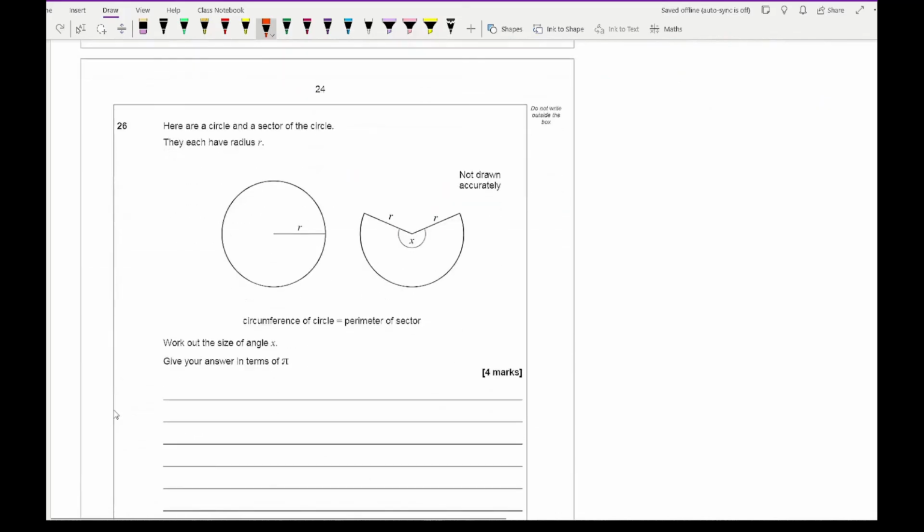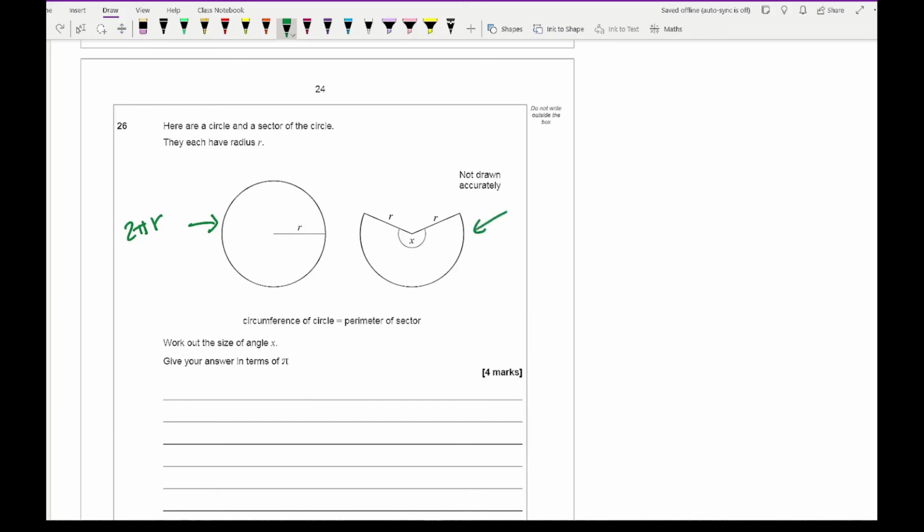So any of those two answers would be correct to give you the full marks in that particular question. So looking at question 26, here are a circle and a sector of the circle. They each have a radius of r, and it tells us that the circumference of the circle is equal to the perimeter of the sector, and work out the size of angle x, giving our answer in terms of pi. Now for this, the circumference of a circle is going to be 2 pi r. The reason why I'm not using pi times d is because I don't want to use another letter, because d is not involved in the perimeter of the sector.